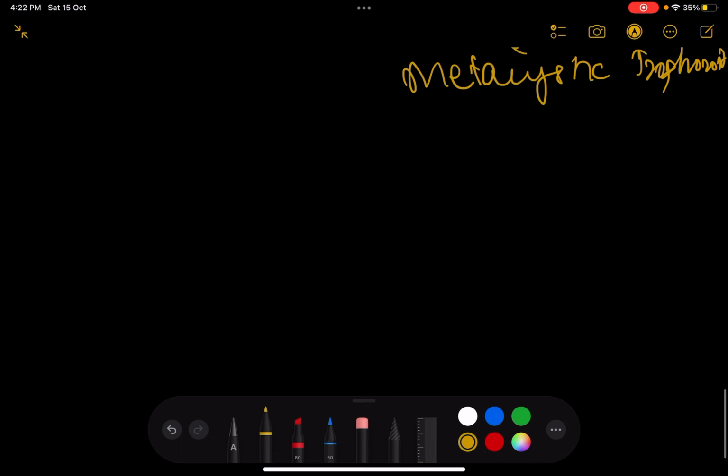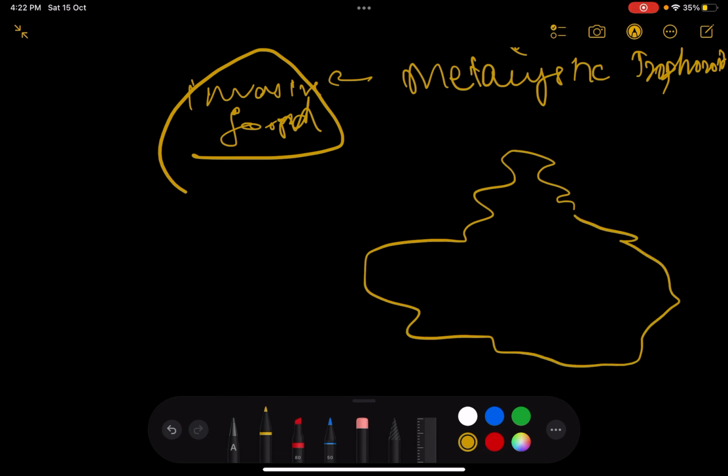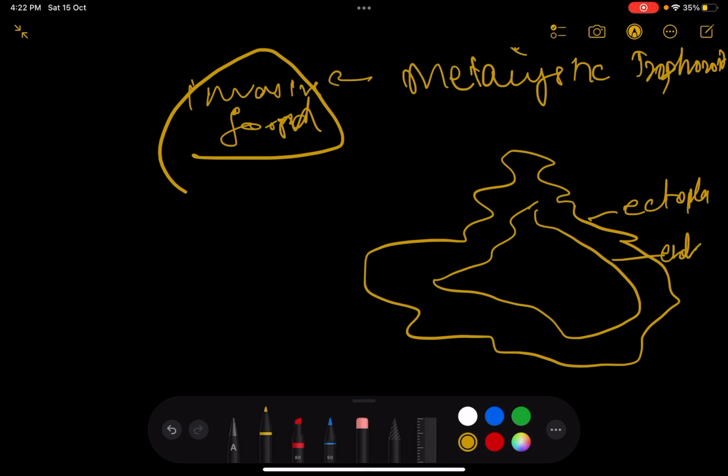And this metacystic trophozoite is the invasive form, the disease causing form. That does not mean it invades the gastric mucosa. It simply means that it's the disease causing form, and it looks something like this. This metacystic trophozoite has an ectoplasm, it has an endoplasm, it has eccentric nuclei.